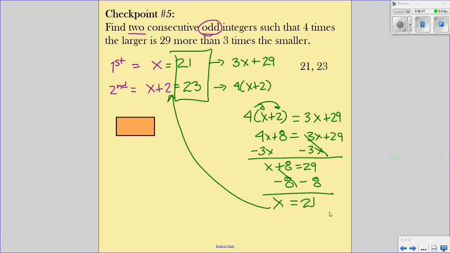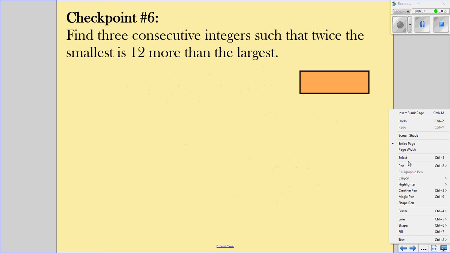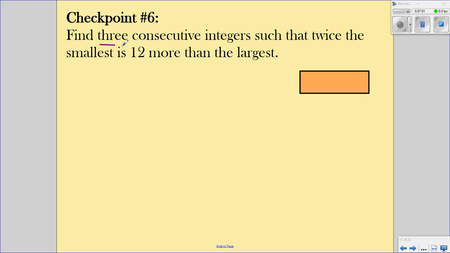Pay attention to what they're asking you for, what they gave you, and what they're asking you for. Read twice. First time to get the gist of what's going on, and second time to pick out the information. Right. Find 3 consecutive integers such that twice the smallest is 12 more than the largest. So we've got 3 numbers to our let statement.